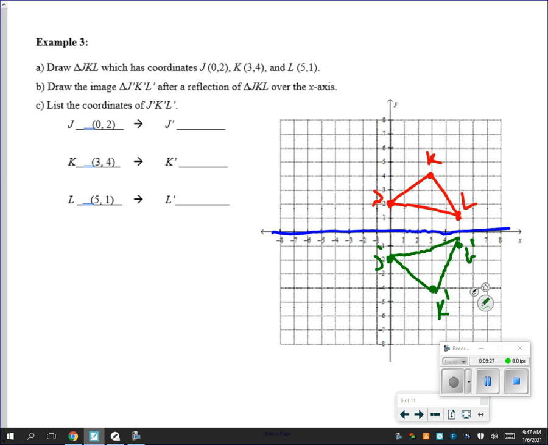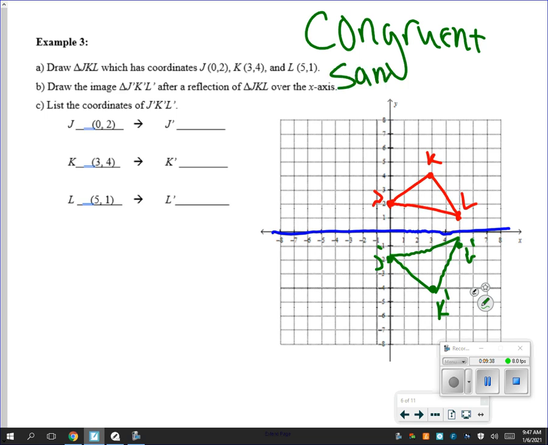But here's the thing. Even though these shapes are flipped, they are always congruent. And congruent means same size and same angles. So notice congruent does not care about direction at all. It doesn't care if it's facing left, facing right, or where it is located. All it cares about is whether the side lengths are the same and whether those angles are the same. If those two things are the same, you've got a congruent shape. So let's do our coordinates real quick.